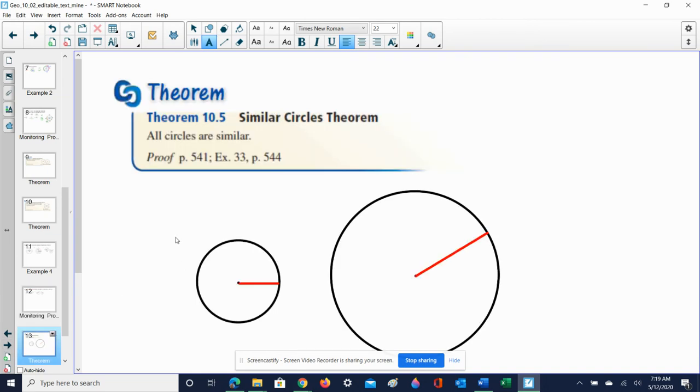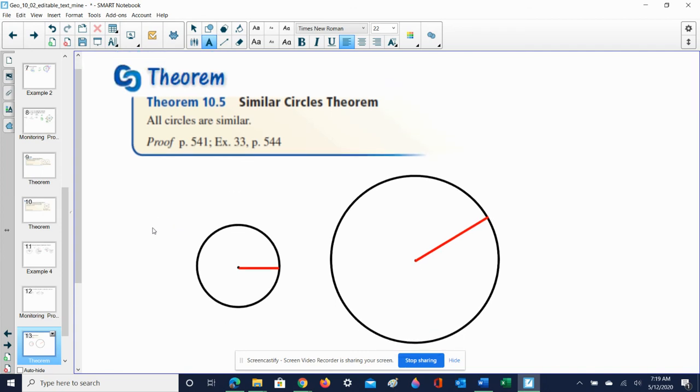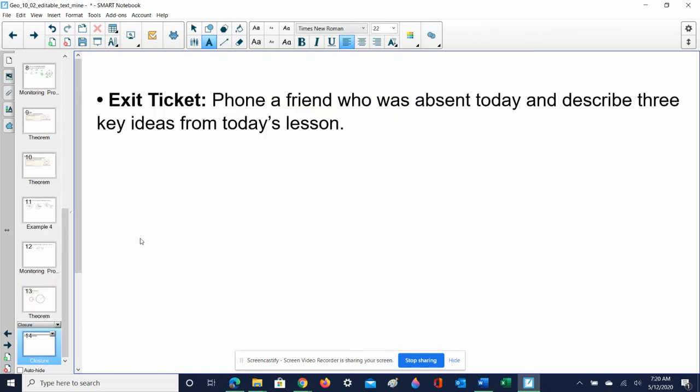Another theorem, all circles are similar. What does it mean to be similar? Hopefully you recall that similar figures are figures that can be mapped to each other by a transformation. How could I get this circle onto this circle? What's the only thing that makes them similar? Yes, an enlargement or a reduction. So I can either shrink this circle and put it on here, or I can enlarge this circle and put it on here. And that's really it, ladies and gentlemen.